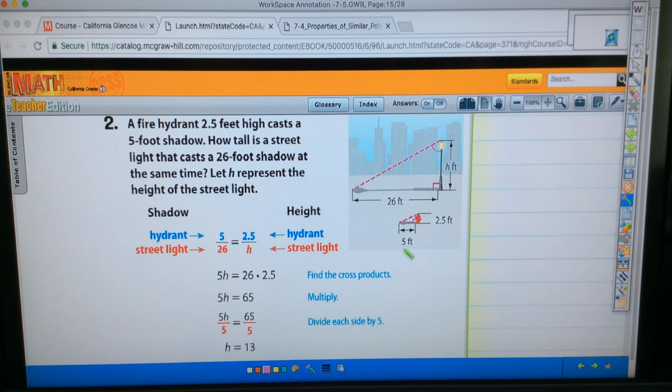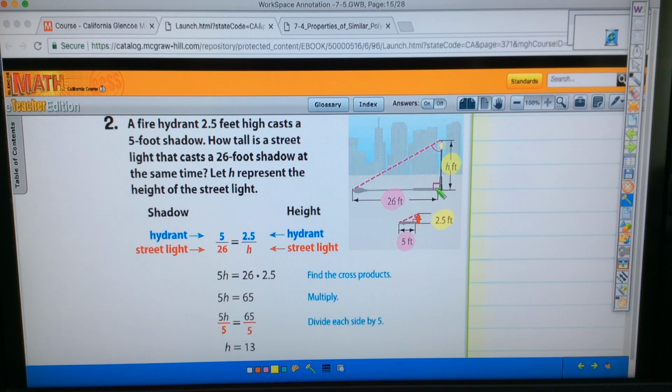So for example, the shadow of the fire hydrant is 5 feet. I would have that across from the shadow of the light pole, which is 26 feet. Okay, I would put the height of the fire hydrant, 2.5 feet. I would put that across from the height of the light pole, which is the unknown. We're trying to figure that out. So for whatever reason, we really want to know how tall this light pole is. It's really hard to measure because it's too tall.